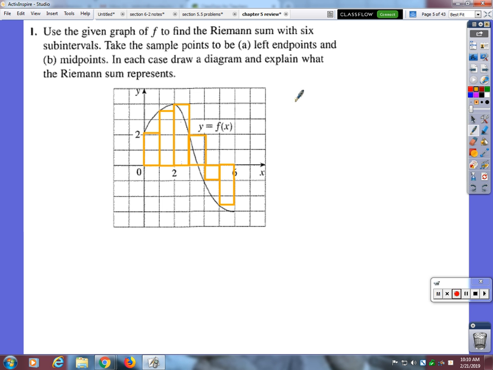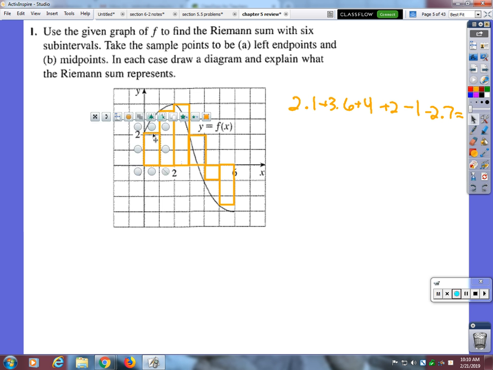Okay, so this rectangle I would estimate is like 2.1. This is 3.6. This is 4, 2, -1, and -2.7. I don't know, whatever. Yeah, that level of accuracy is not necessary. So whatever those add up to be, that would be your estimate using left endpoints.